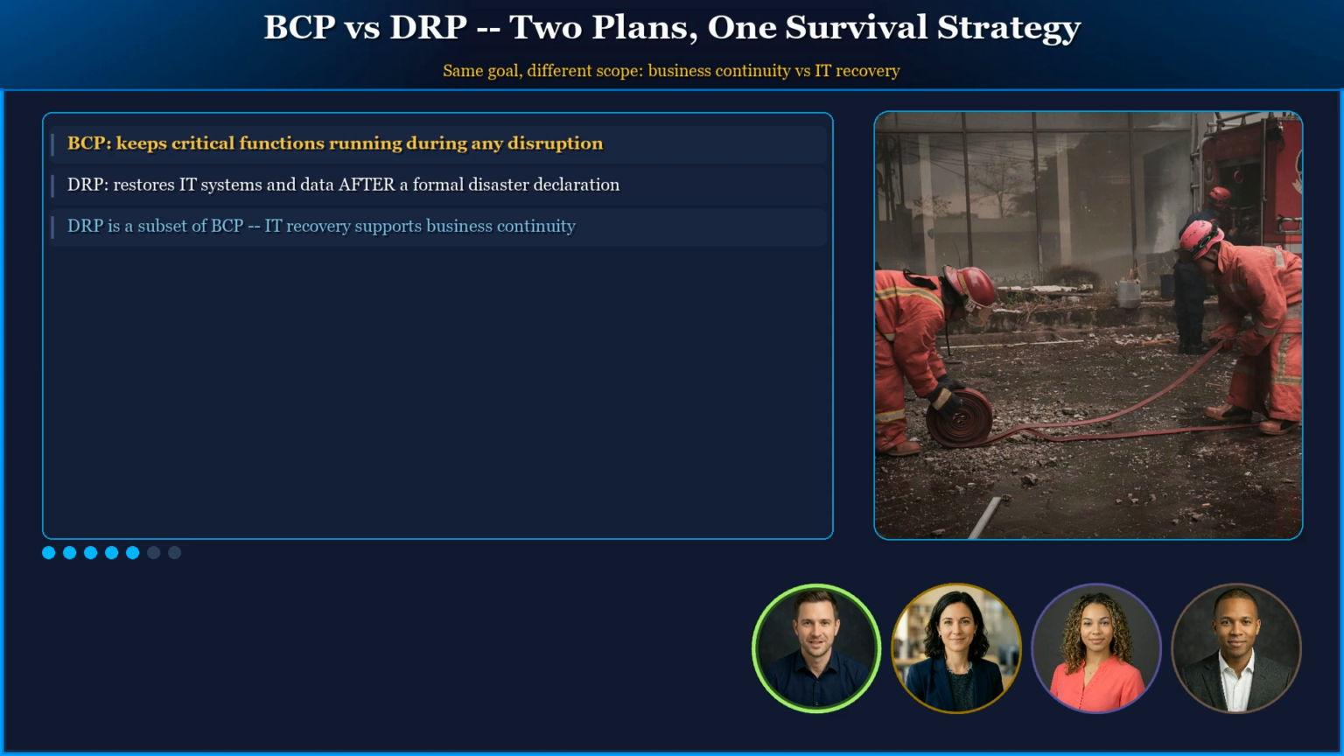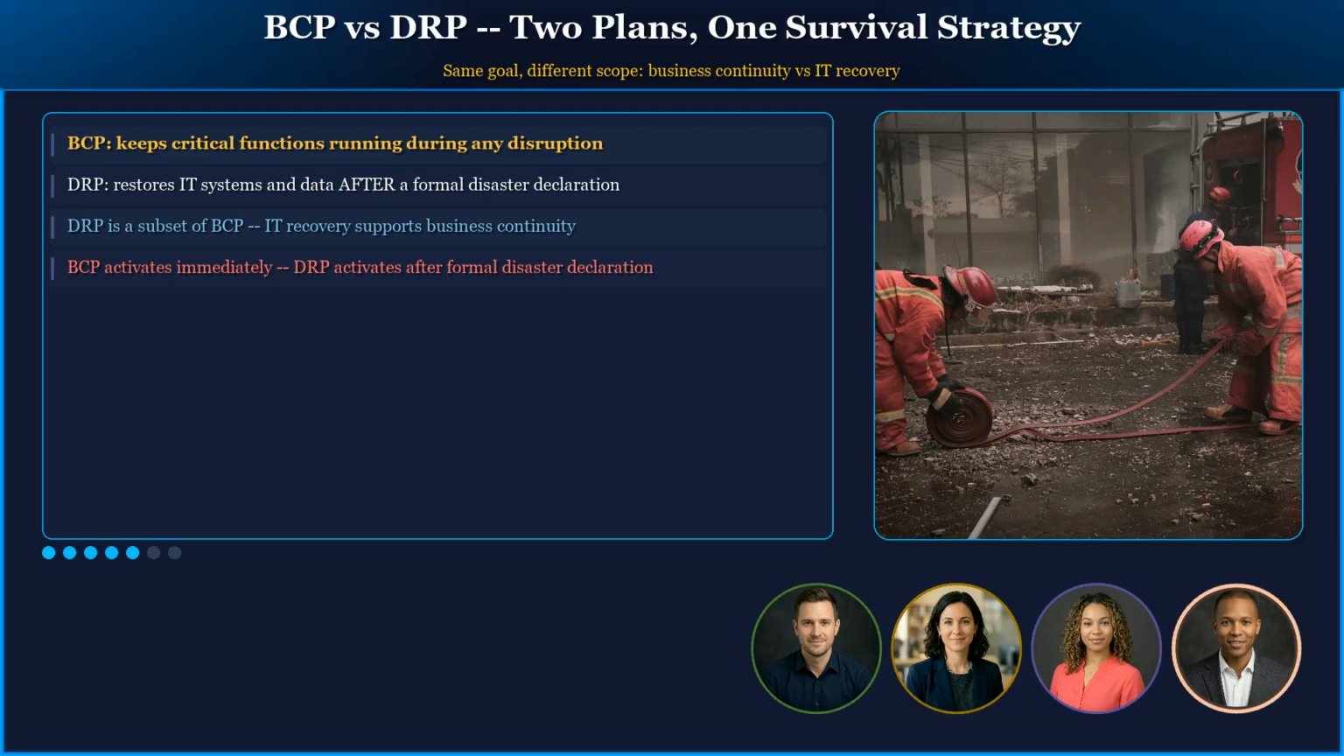If headquarters floods, business continuity plan tells employees where to report, how customers are being served, which contracts get priority, and how leadership decides without normal infrastructure. Business continuity plan is about keeping the business alive.